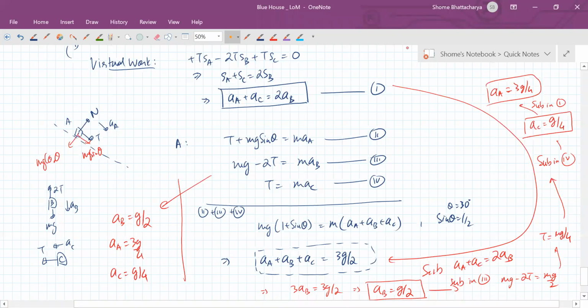No, tension will come mg by 4. Tension is mg by 4, beta. Tension has to have the dimension of force. It doesn't have the dimension of acceleration. M is the common mass of all three, given in the question that masses are same. Okay, so hope this question is clear to all of you.